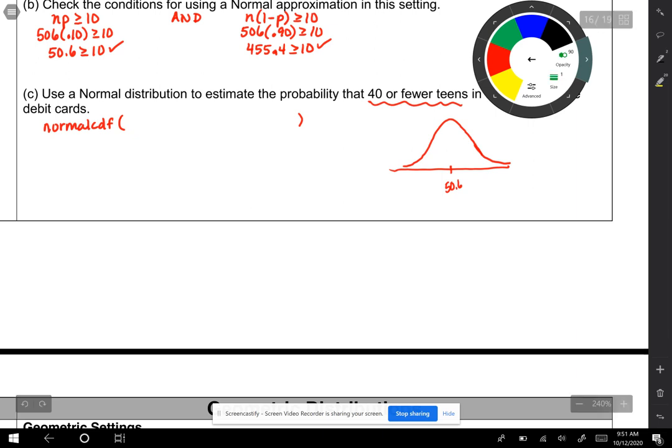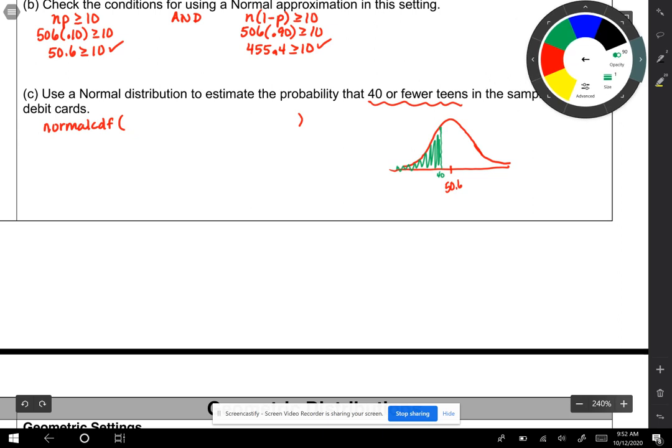You want 40 or fewer. Because we don't know the standard deviation, but we know 40 is to the left, we can just say this is 40. We want this probability right here. So notice your upper bound will be 40, and your lower bound could be negative 1,000, or you can even pick 0. Just something that's less than that, depending on what your standard deviation is. So let's go ahead and figure out what our standard deviation is going to be.